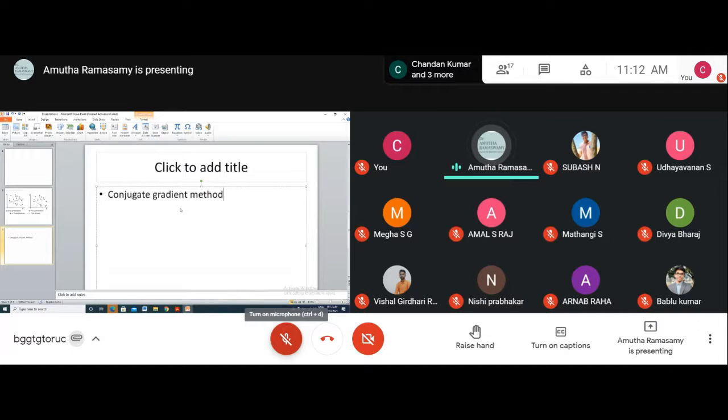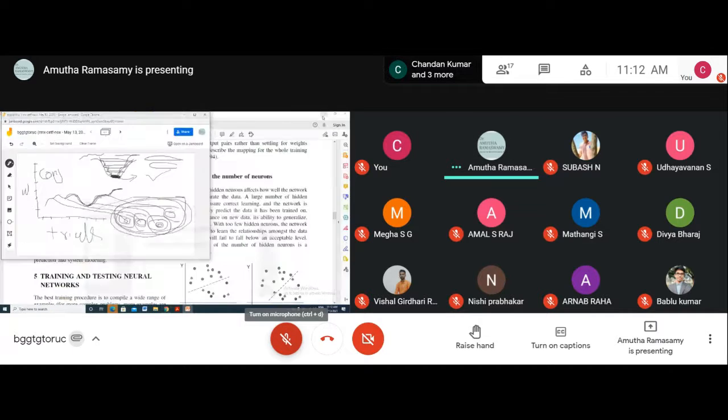What does it do? There is the weight here, and the direction is considered, and suppose I want to jump here, the weight here and the direction are considered to do this. This is steepest descent. But what does conjugate do? It also takes the previous weight and direction, takes the average, and moves.